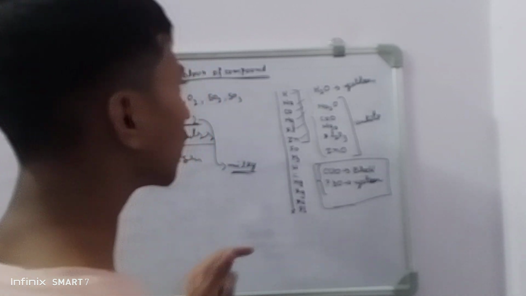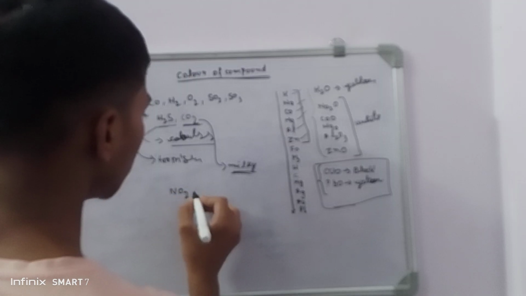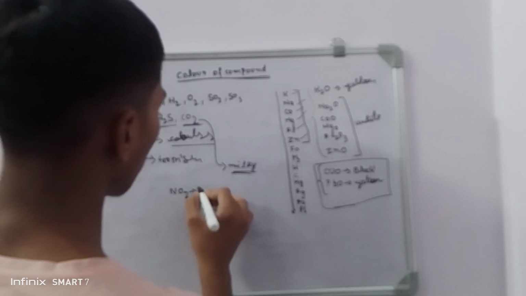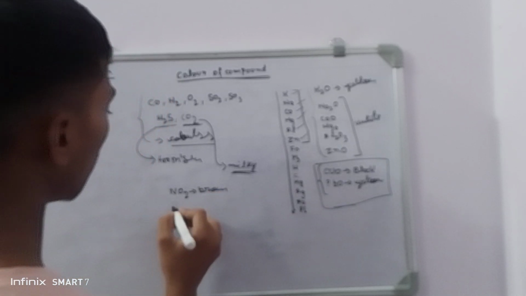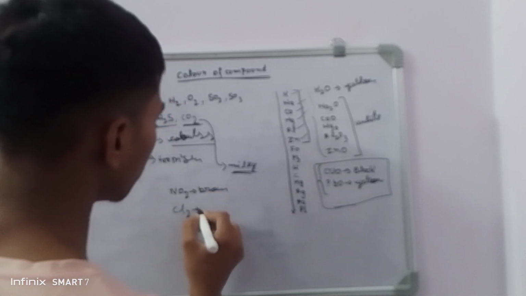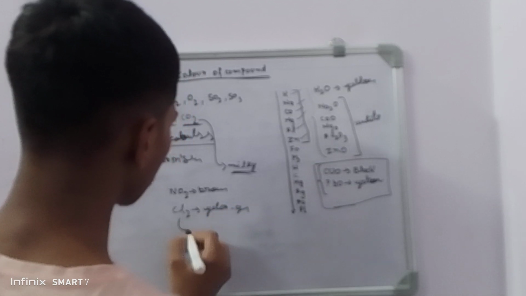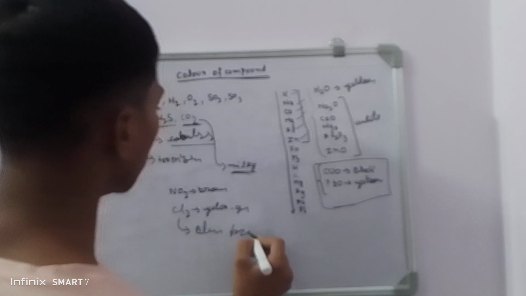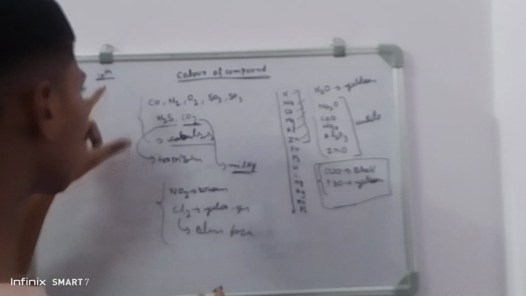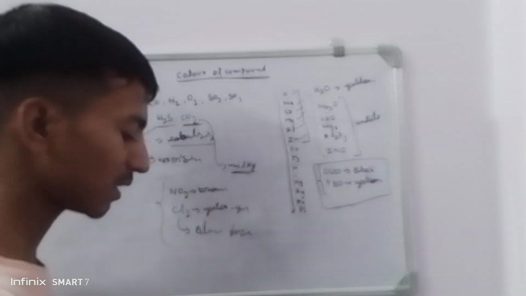And the other two gases which you have to remember are NO2, which is brown color, a brown fume is produced, and Cl2, which is yellow-green color, which is also used in making bleaching powder. So these are the only gases which you have to study in class 10, and these are the metal oxides which you have to study in class 10.